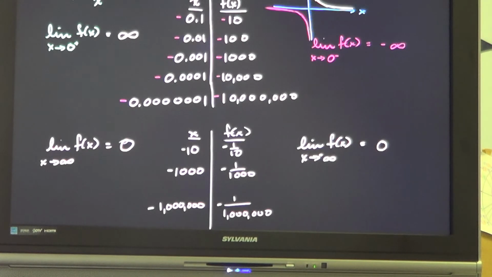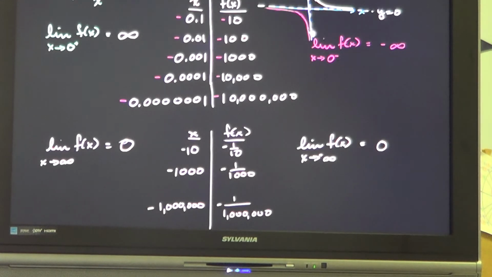You have a horizontal asymptote at y is equal to 0. When x approaches infinity, f of x gets closer and closer to 0, but never quite touches it. When x approaches negative infinity, f of x is getting closer and closer to 0 from the bottom, but it never quite touches it. And we also have a vertical asymptote.